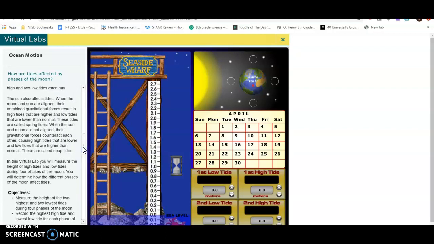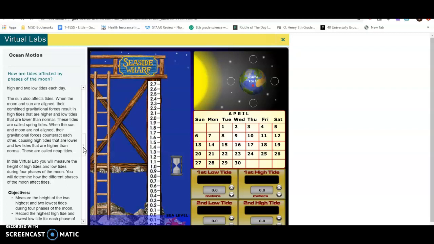The sun also affects tides. When the moon and the sun are aligned, their combined gravitational forces result in high tides that are higher and low tides that are lower than normal. These tides are called spring tides. When the sun and moon are not aligned, the gravitational forces counteract each other, causing high tides that are lower and low tides that are higher than normal, and these are called neap tides.